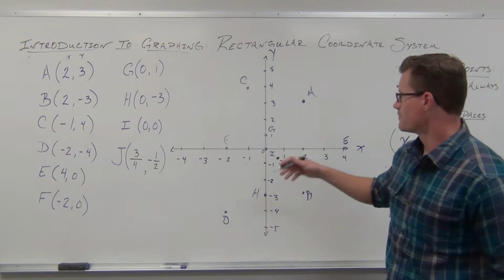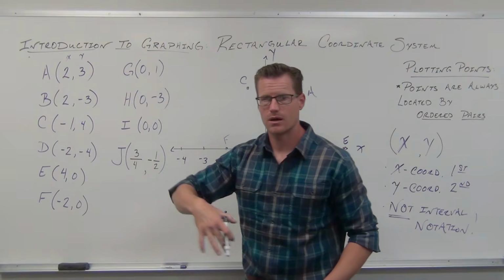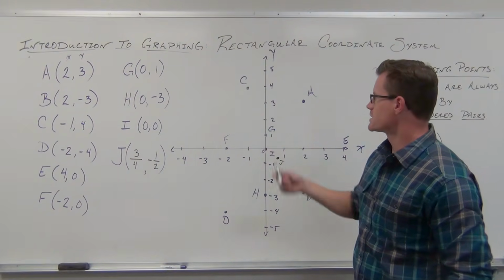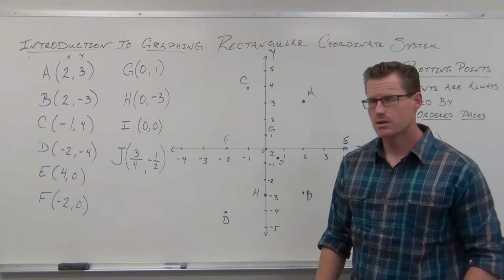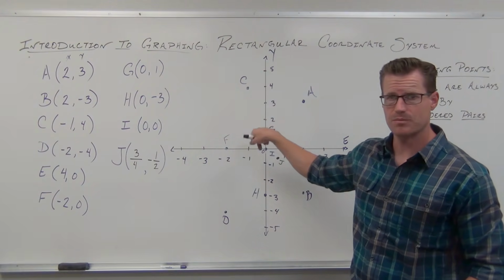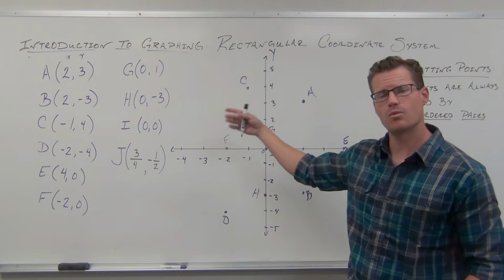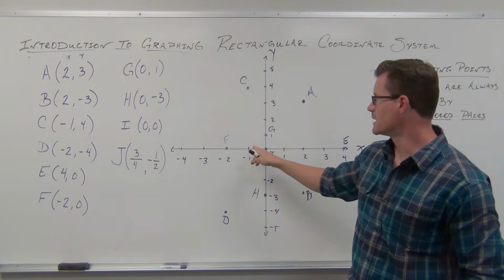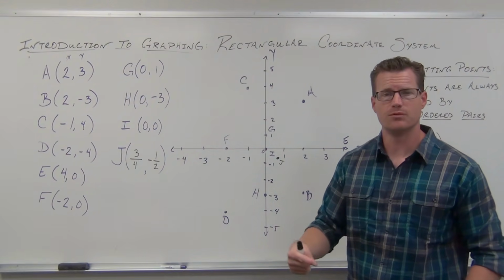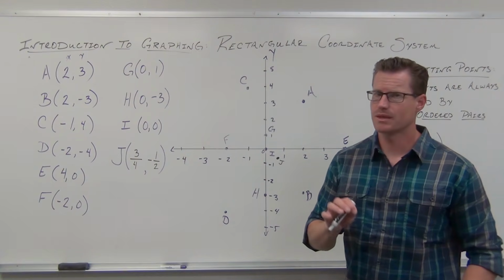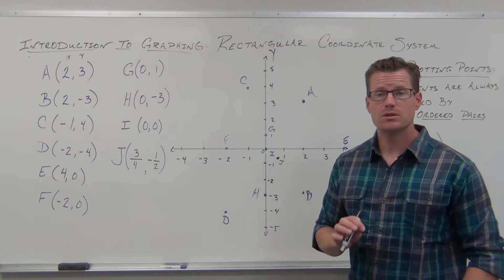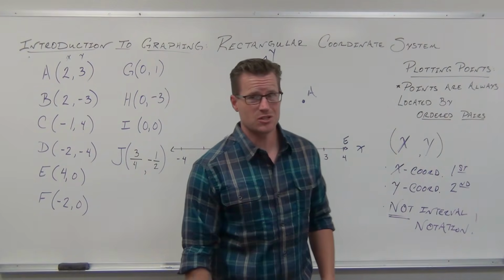See if you could erase this, or cover it up, and look at point C and get the coordinates from it. Do you understand that from C, you'd have to have the x value labeled first and then the y value? So you'd have to have (-1, 4), not (4, -1). That would create a point that's way over here, something that we don't want to do. If you can do that, you're pretty much good with plotting.